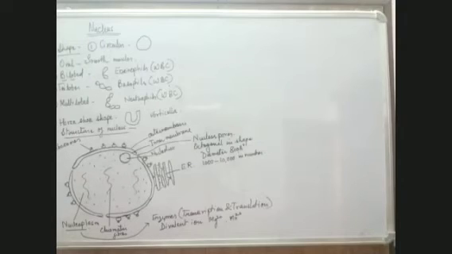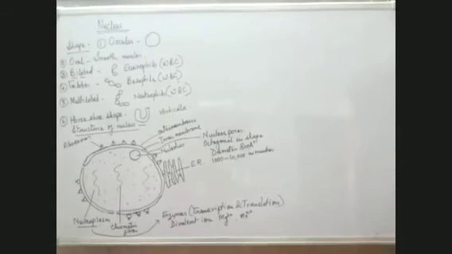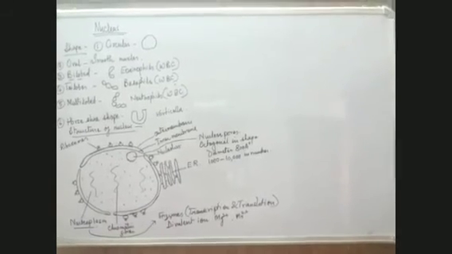So this is the structure of the nucleus. I think this is clear to you. Ribosomes are present attached to the nuclear membrane. The endoplasmic reticulum is also seen attached to the membrane. Besides this, we have a few more structures.